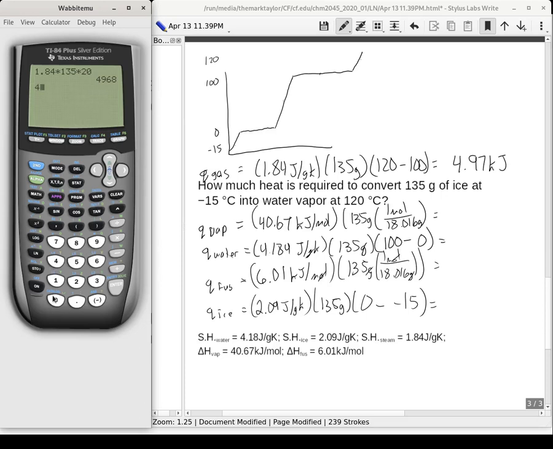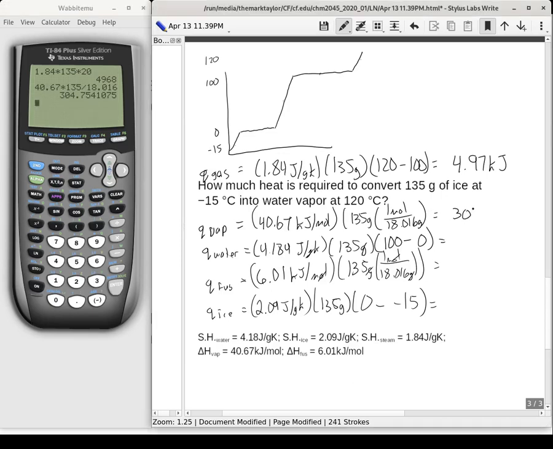Now 40.67 times 135 divided by 18.016 gives us, now this is already kilojoules because it was kilojoules there, so 304.8 kilojoules. So it took a lot of energy to boil it compared to going up that last 20 degrees.